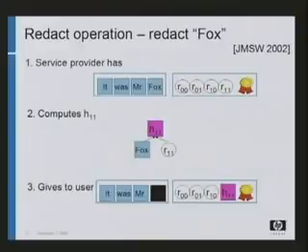So the redacted document, and the redaction is represented by the black square, along with the random value. Notice that for the non-redacted document, random values are given to the user. For the redacted part, the random value is omitted. In place of that, the intermediate hash is given to the user.